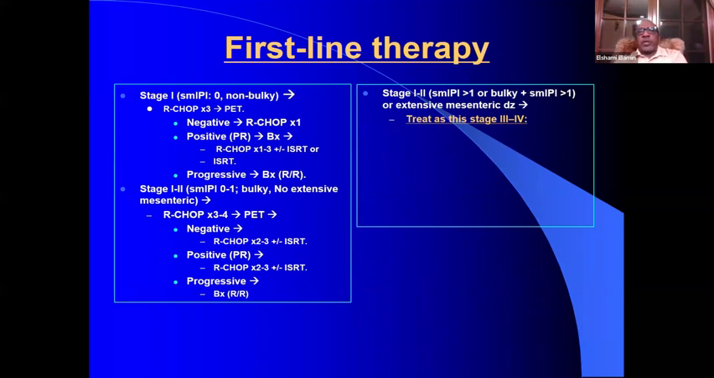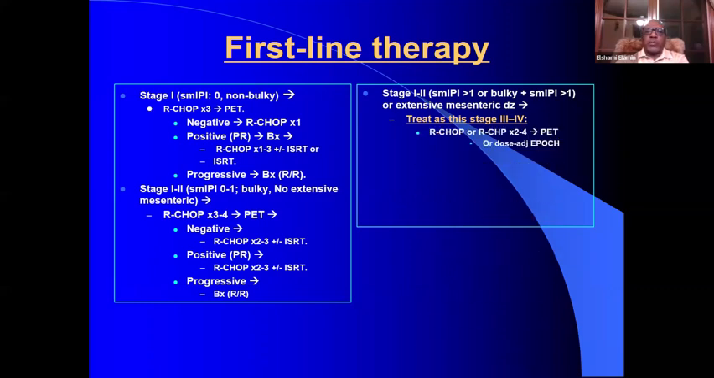For stage 1 or 2 with a score of more than 1, or bulky disease plus a score of more than 1, or extensive mesenteric disease. So remember, mesenteric disease by itself is a risk factor if there is extensive mesenteric disease. In those cases, stage 1 or 2 with a big mesenteric mass and a score of more than 1, we basically treat them exactly like stage 3 or 4, which we're going to mention down here.